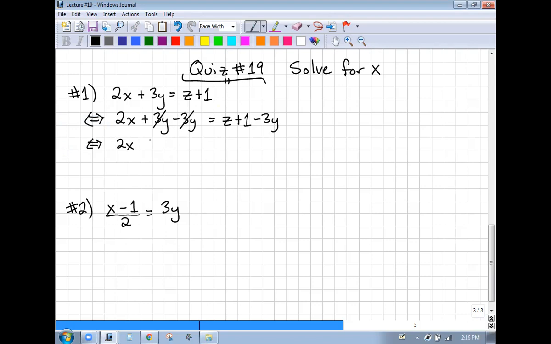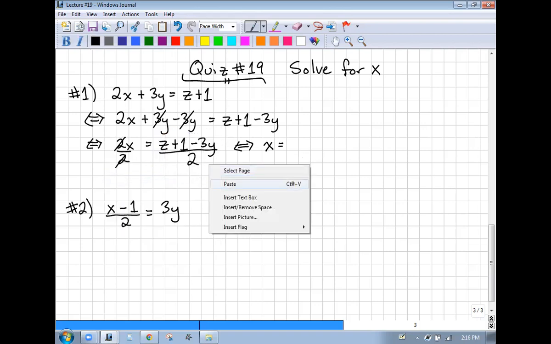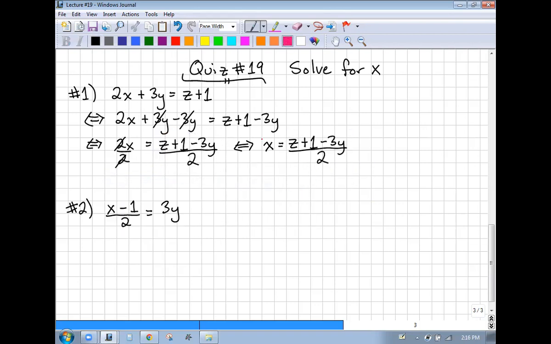Now we have this 2x and then this stuff over here. To get rid of the 2, we'll divide both sides by 2. Notice I divided the whole side by 2. Divide the whole thing. The 2's go away, and we're left with x, and it's equal to this stuff. And then we put a box around our answer. All right, pretty easy, right? Got rid of that, and we got rid of that.